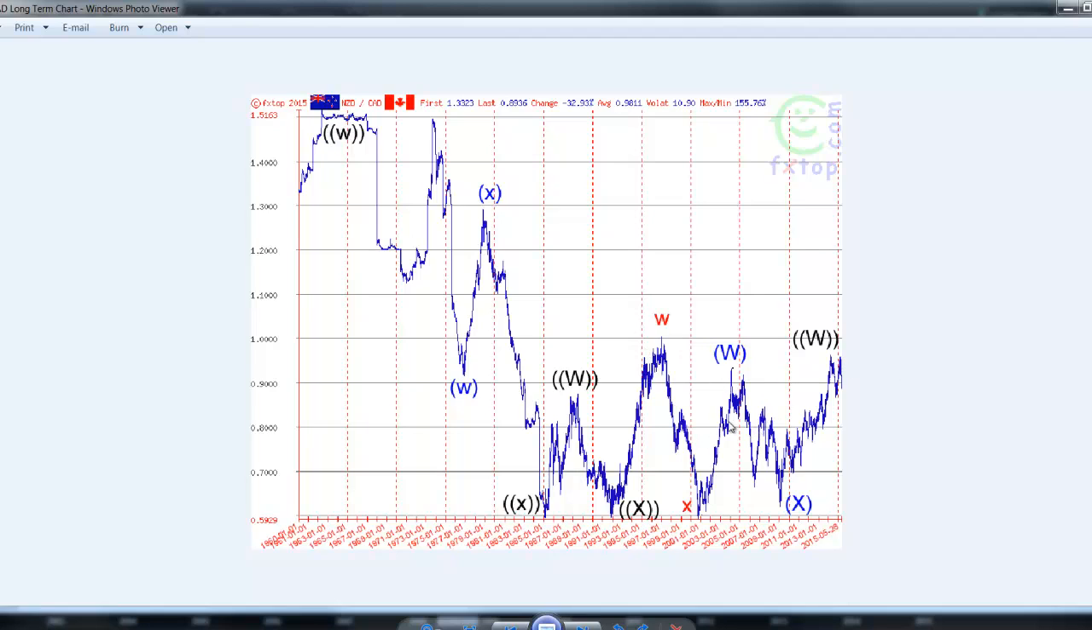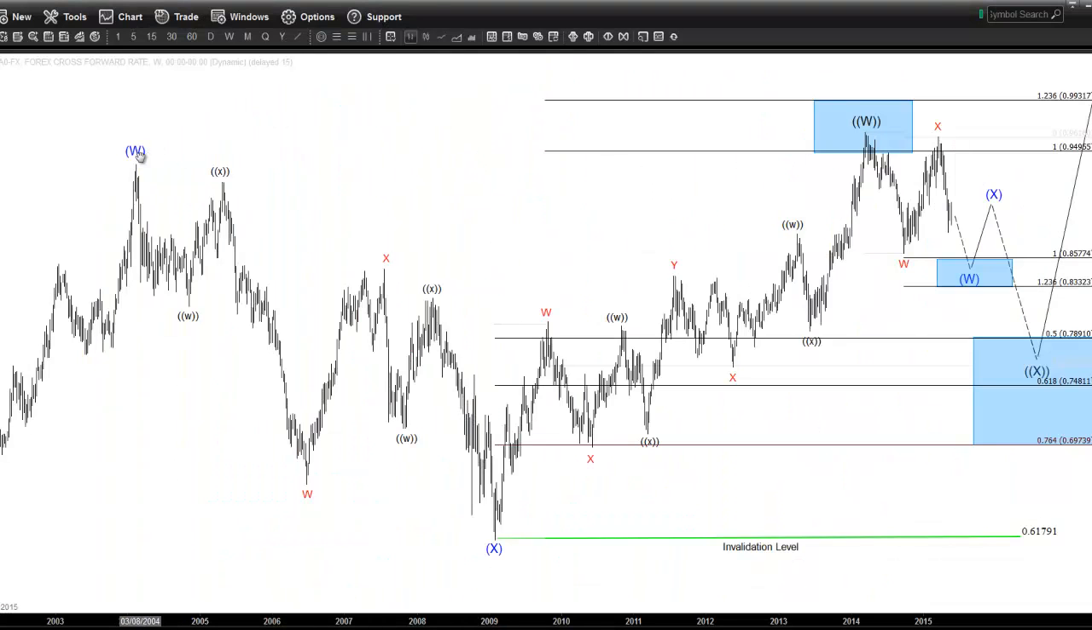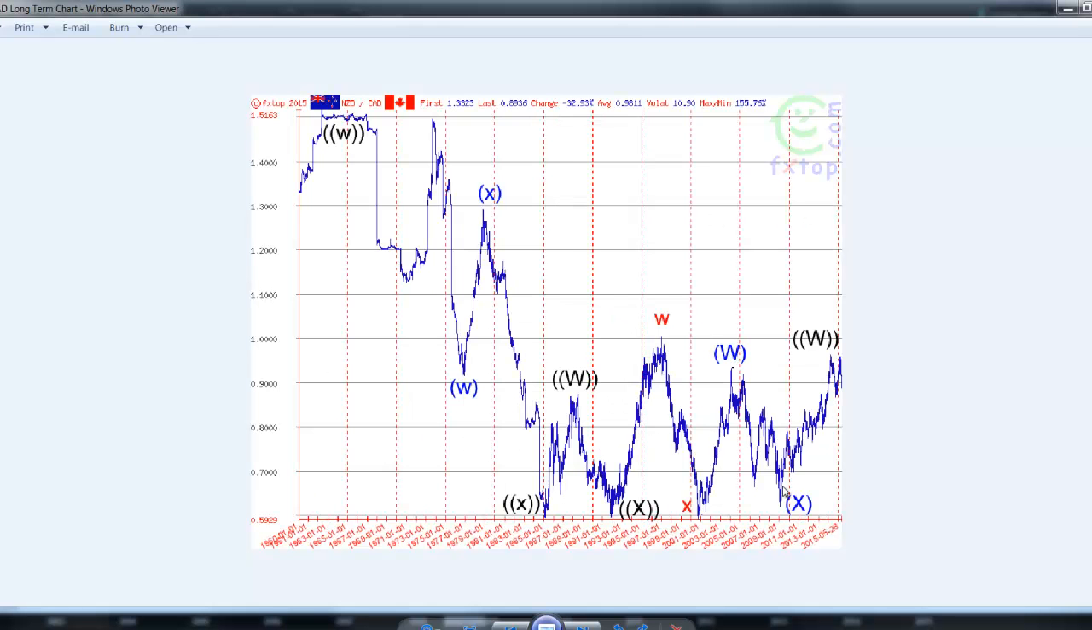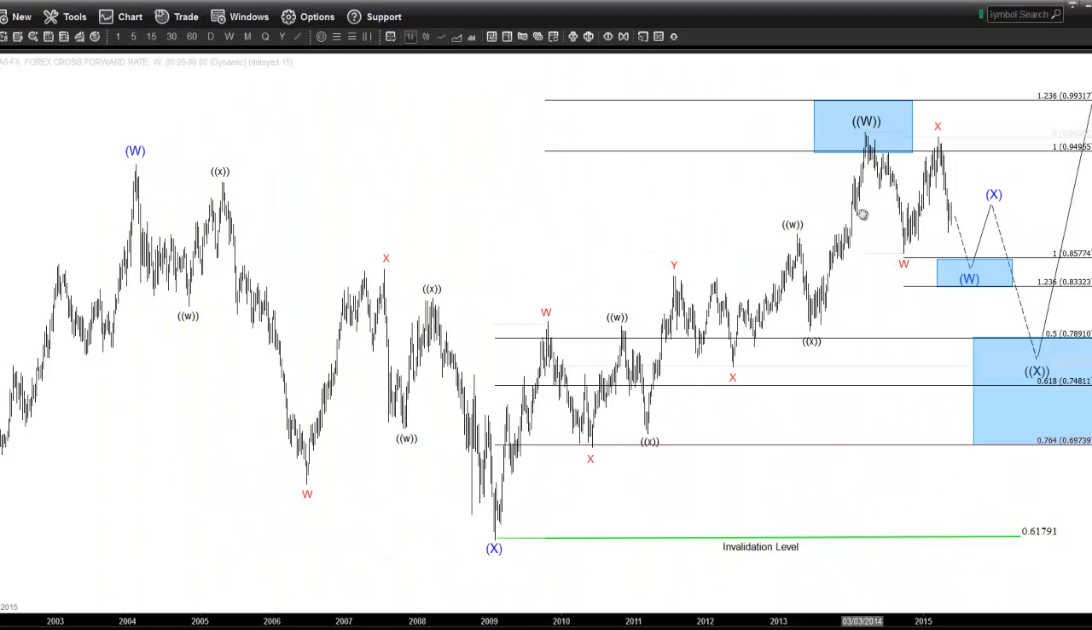Now with that in mind, let's take a look back at our eSignal chart from previously. Now we can see here is the W in blue, X in blue, and the W in red here corresponds to this, right? W in blue, X in blue, and W in black. So that will be the starting point in eSignal: W in blue, X in blue, and W in black here.